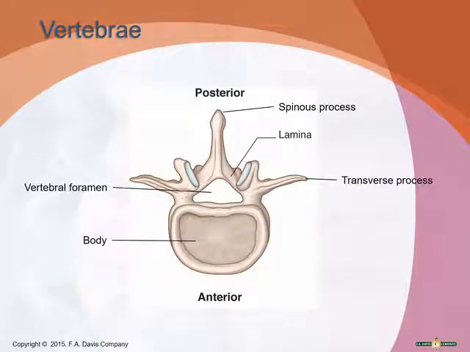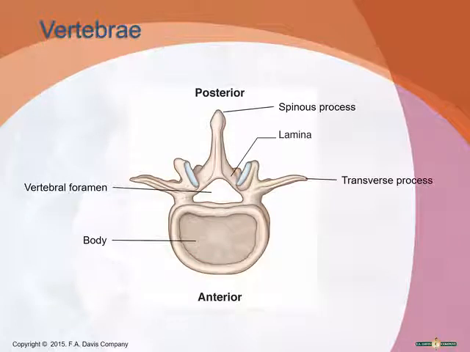We're talking about vertebrae. These are the irregularly shaped bones. Their structure differs a little bit depending on where they are, but there are some things that they all have in common. For example, the vertebral foramen, this opening right here, that's the opening that your spinal cord passes through. The body is this whole part here. That's really the part that bears weight of the vertebrae.